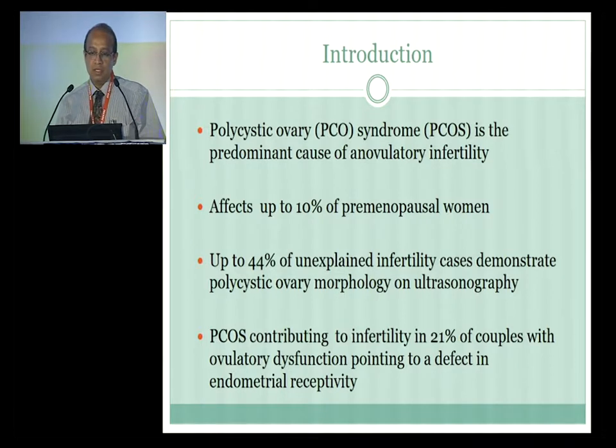So polycystic ovary syndrome is the predominant cause of anovulatory infertility. It affects up to 10% of premenopausal women. Up to 44% of unexplained infertility cases demonstrate polycystic ovary morphology on ultrasound. PCOS contributes to infertility in 21% of couples with ovulatory dysfunction, pointing to a defect in endometrial receptivity.